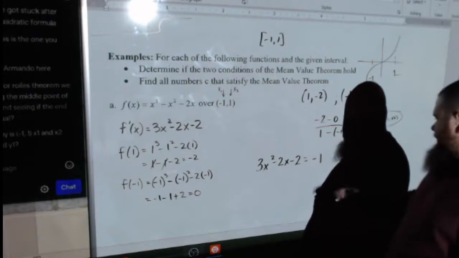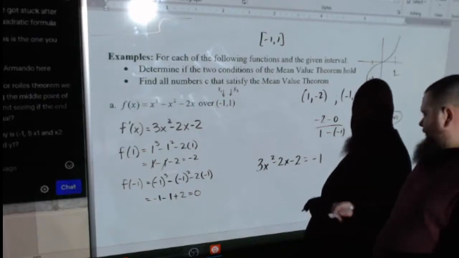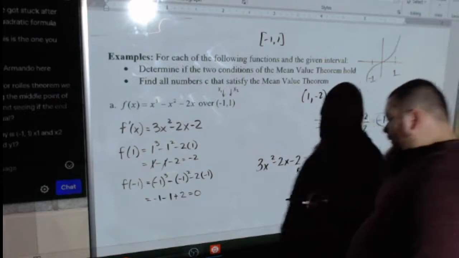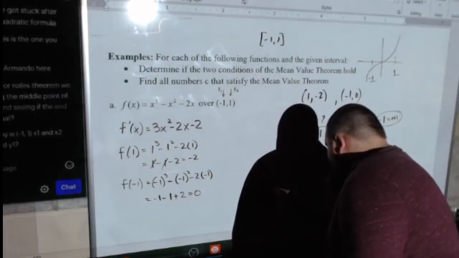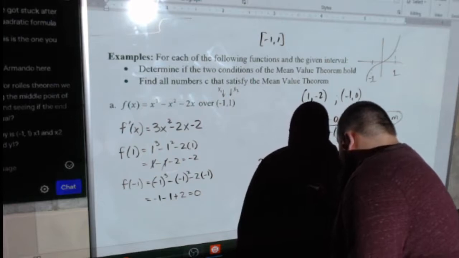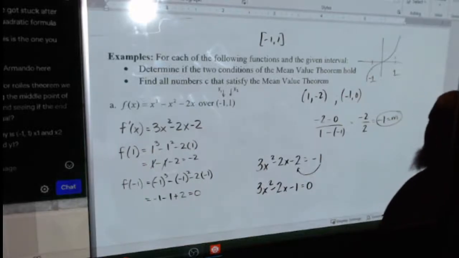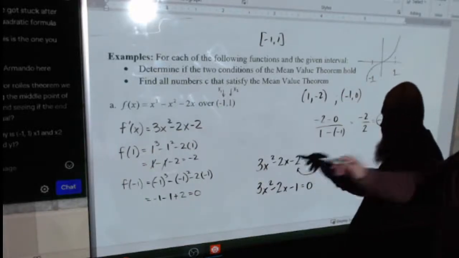All right, so if I want to solve this guy now, I'm going to go ahead and move this to the other side. So I've got 3x squared minus 2x minus 1 is equal to 0, because if I move this to the other side, it becomes plus 1.